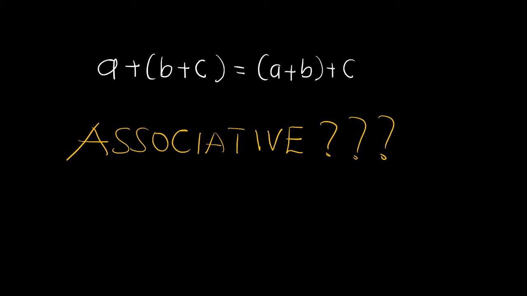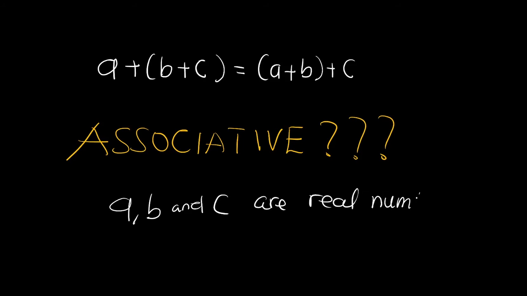In today's video, we want to look at one of the properties of real numbers, that is associativity. Now, we have an expression over here that is a plus (b plus c) is equal to (a plus b) plus c. So we want to know whether this expression is actually associative or not, provided that a, b, and c are real numbers.